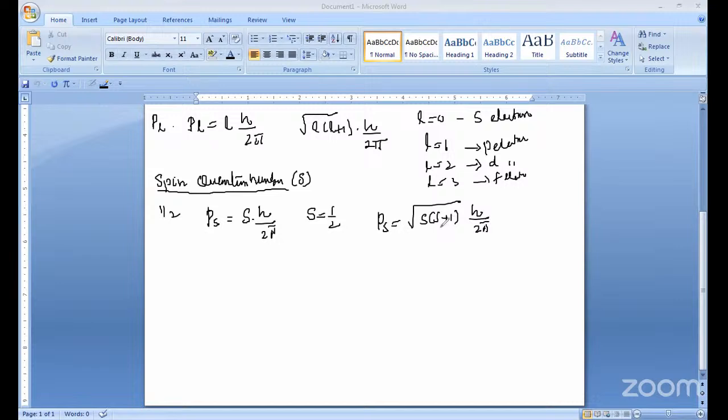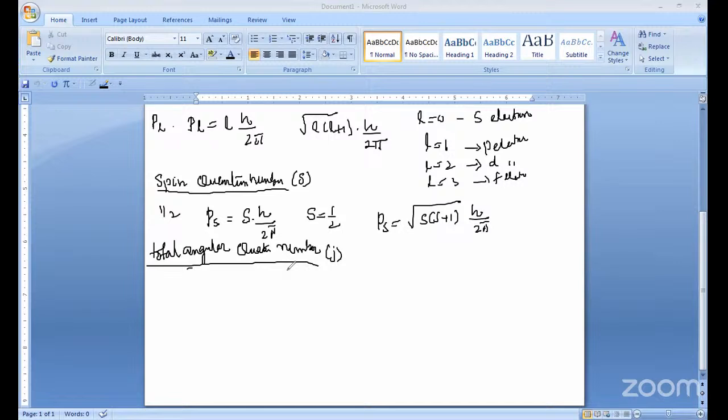And one more quantum number which we are going to get is the total angular quantum number. This total angular quantum number is represented with J here. So this total angular quantum number refers to the resultant angular momentum of the electron due to both orbital and spin motion.